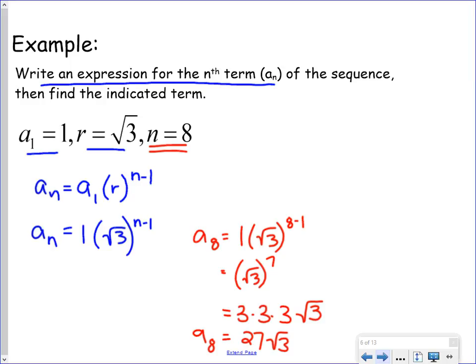If you want to verify that that's correct, you could go ahead and plug 27 square root of 3 into your calculator, and then also do square root of 3 raised to the 7th. They should be the same answer, so you would know you were correct.